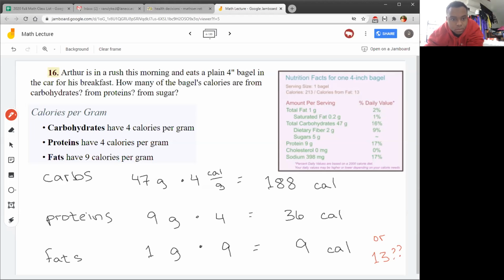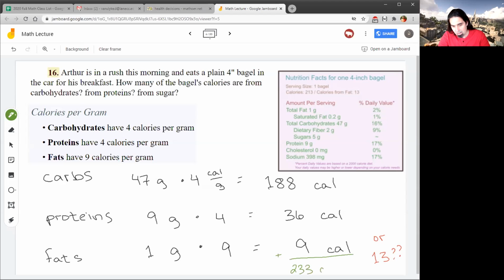If I add these all up, I get something a little funky. So why aren't my numbers coming out nice? How come the 233 is bigger than the total calories of the bagel? How come our multiply by 9, which should work, doesn't give us the right answer?